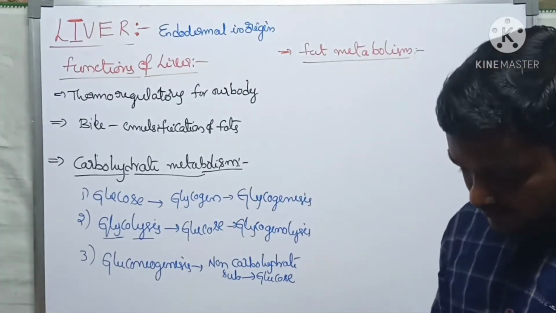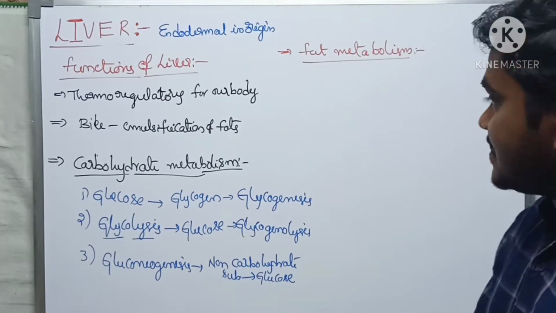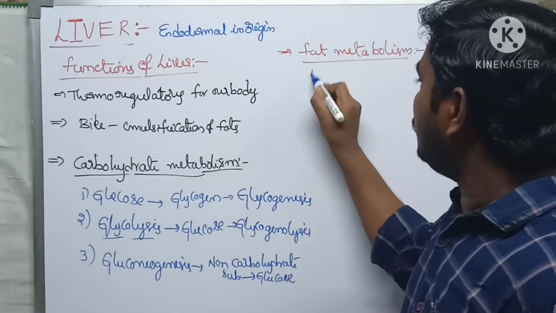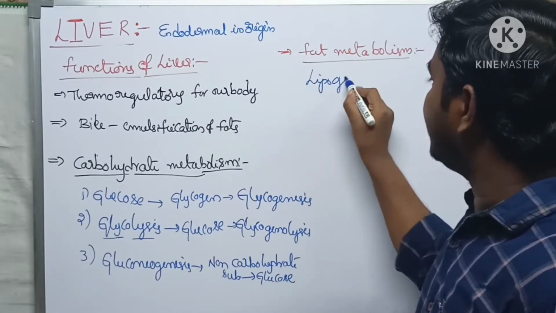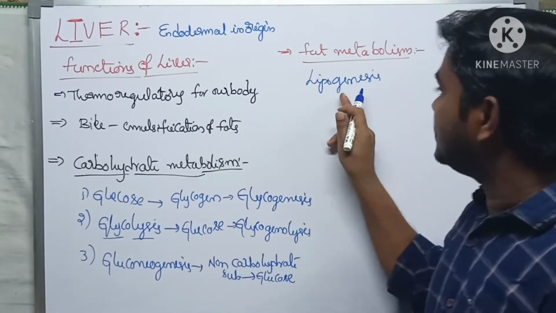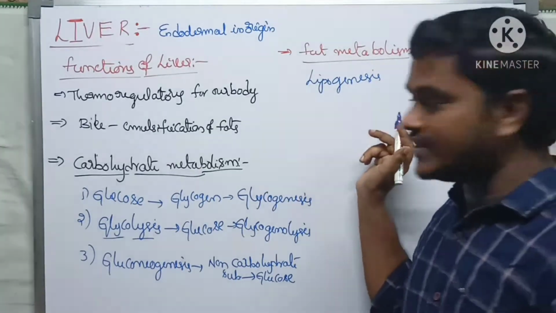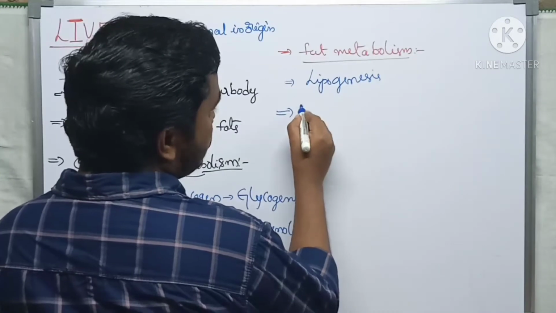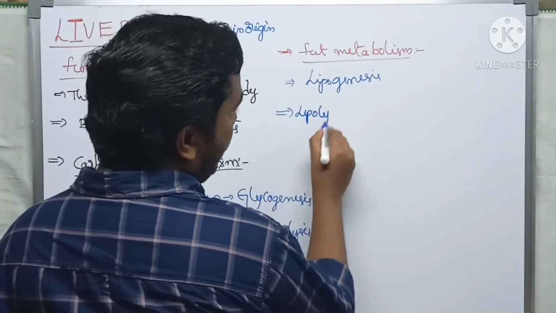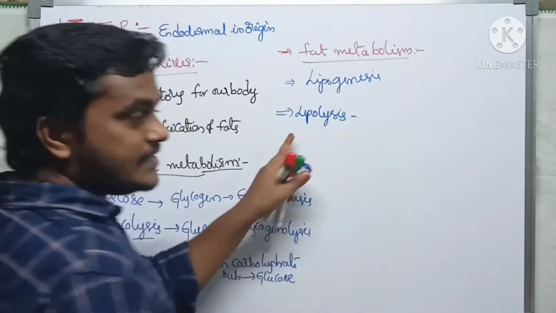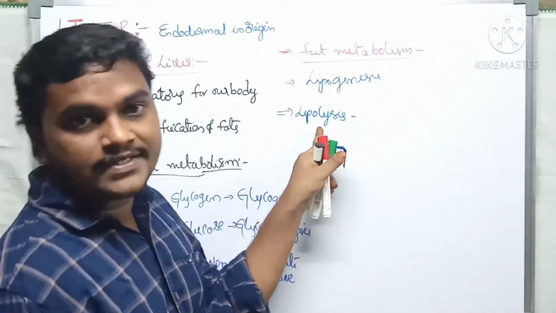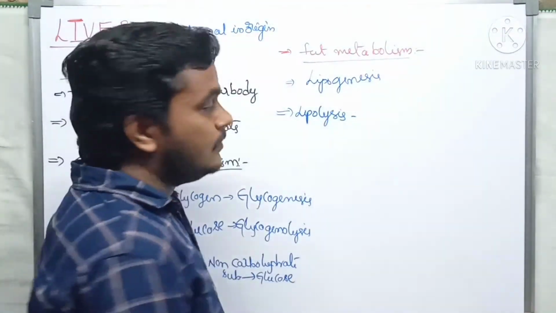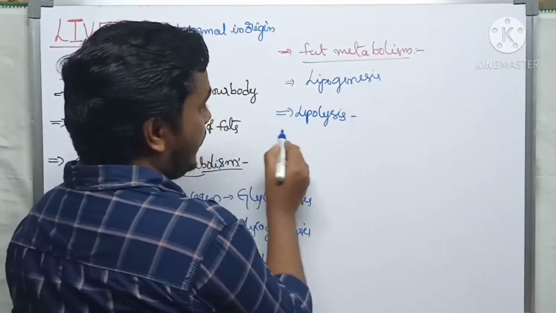So fat metabolism. Synthesis of lipids is conducted by the liver, that is called lipogenesis. Already told you, genesis means origin. Breakdown of lipids or fats is called lipolysis. Lipo means lipids, lysis means breakdown of fats and lipids. So lipogenesis and lipolysis are the general mechanisms there.